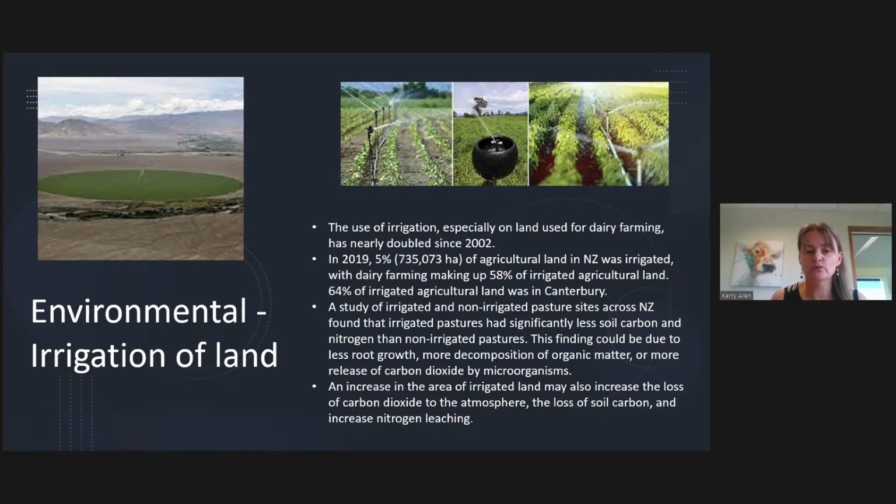Okay, and you can see there that I've written on the third bullet point down that I've talked about the difference between irrigated and non-irrigated. And it's found that there is some difference between them, that irrigated pastures have less soil carbon and nitrogen, and this may mean that there'll be less root growth, more decomposition of the organic matter, but also more release of carbon dioxide. Okay, so these may increase nitrogen leaching. So they may have environmental impacts, and that's what we need to be aware of when we use our land.